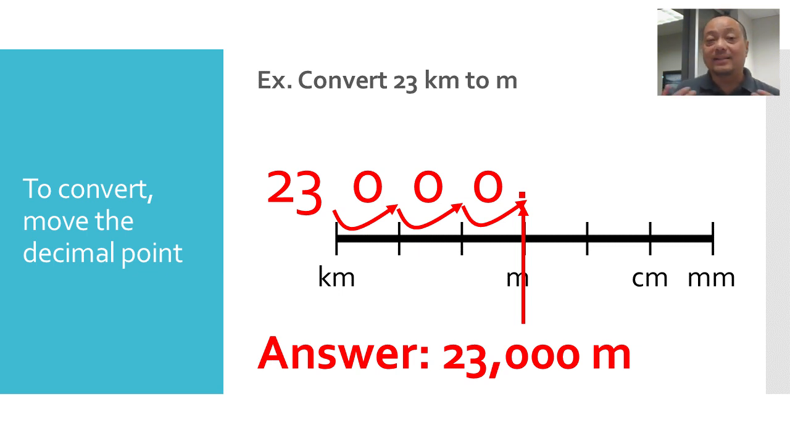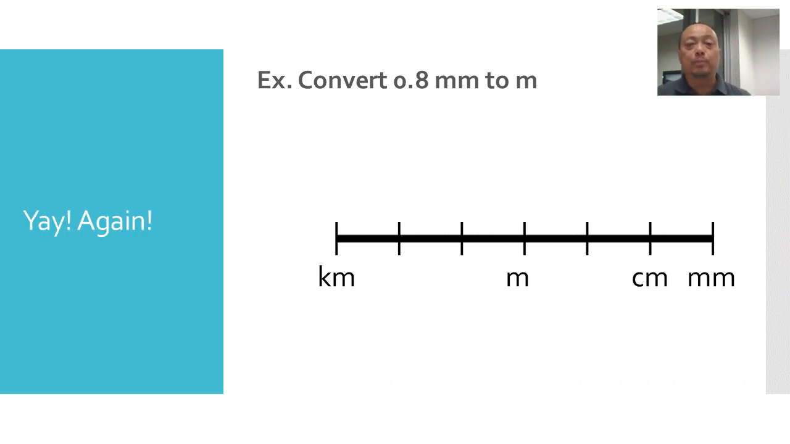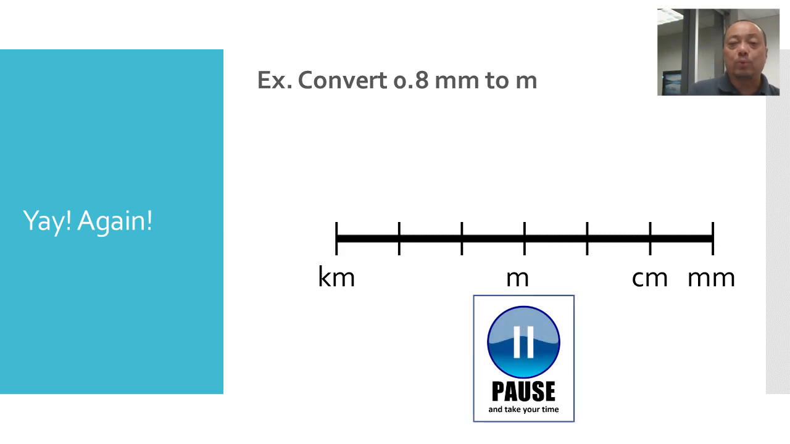Let's do it again with an example going backward from a small unit to a large unit. Convert 0.8 mm, millimeter, to m, meter. Go ahead and try it. Press pause and come back when you're done.